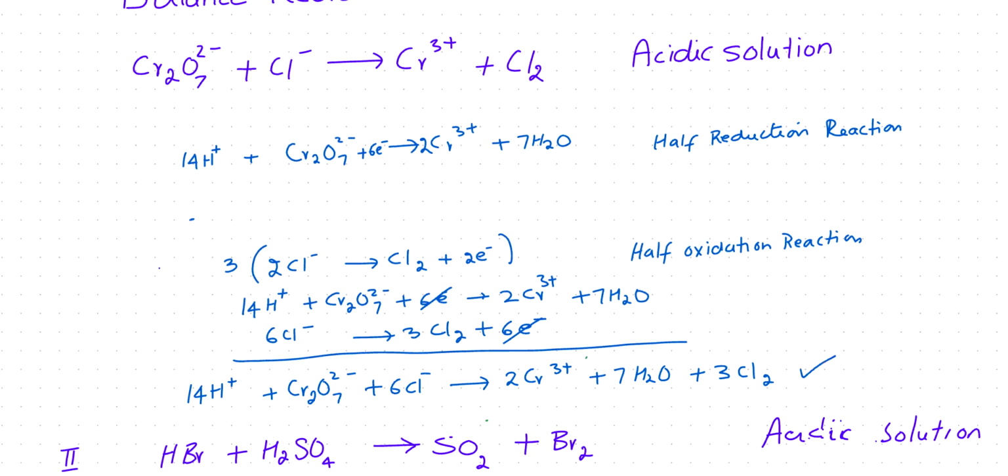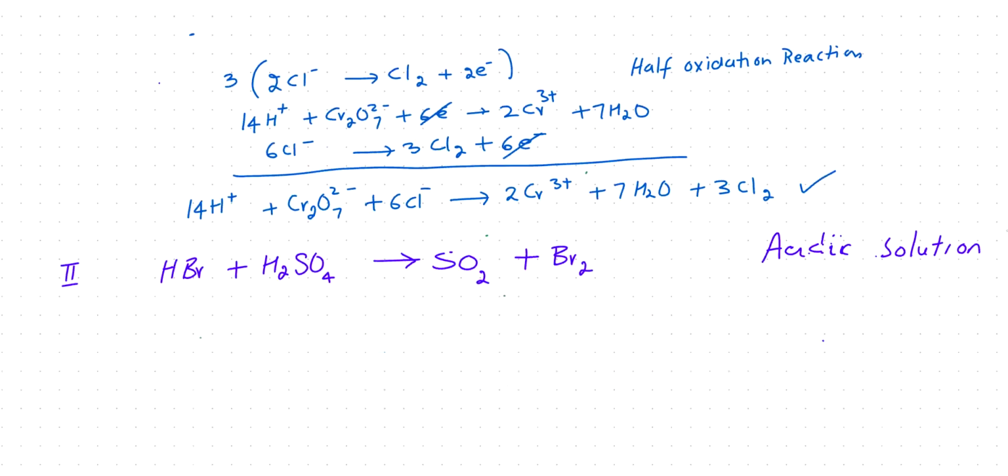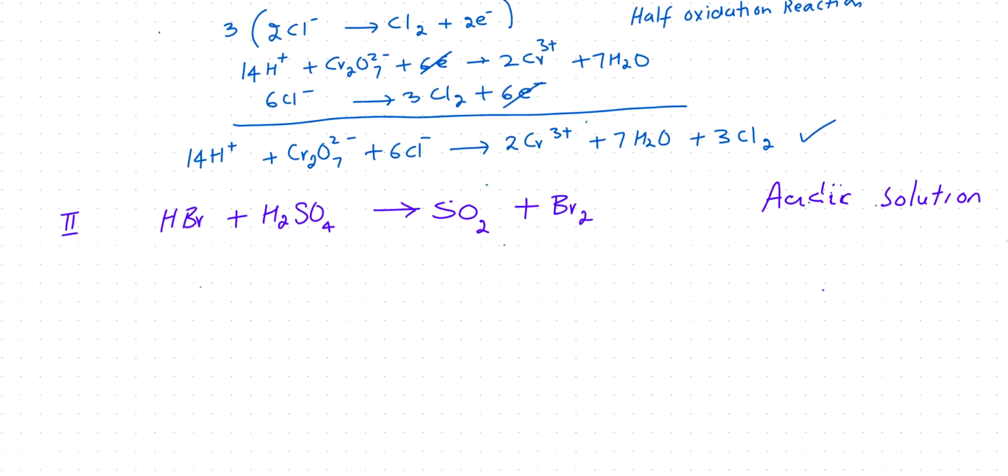Okay, next equation. HBr plus H2SO4 gives SO2 and Br2. So we have to balance this equation. First we break it into two half reactions. So HBr is changing to Br2. Another half reaction is H2SO4 changing to SO2.